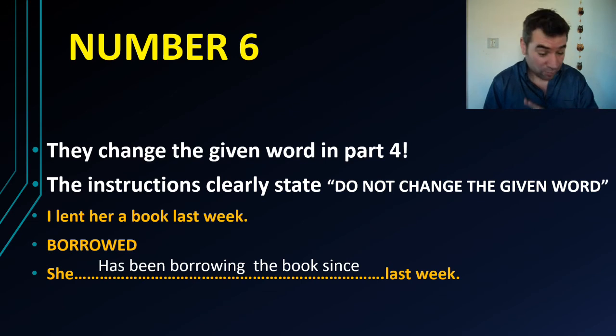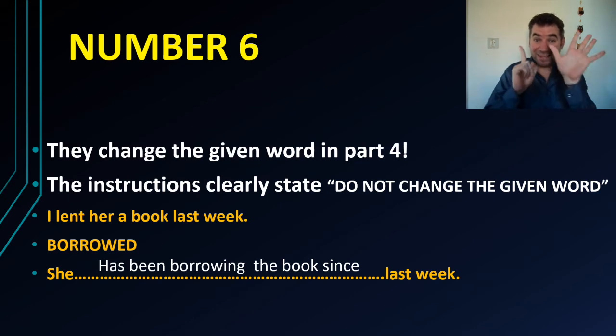This is wrong. Well, grammatically, it's woefully wrong anyway. But secondly, it's wrong because they've changed "borrowed" to "borrowing". You're not allowed to change the word. They want you to use "borrowed". So you've got to transform the sentence so you're using the word "borrowed". Can you see anything else wrong here? That's right. 6 words.